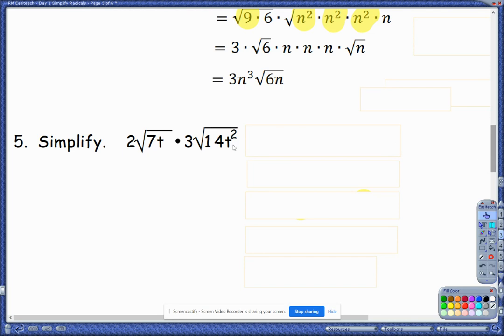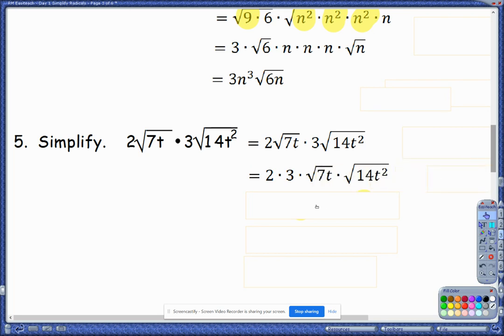All right, here's something a little bit different. We have two numbers that are outside the radical already. So what we're going to do is multiply those together. I think I've just rewritten them. And so it becomes 2 times 3, and then the rest will go inside together.